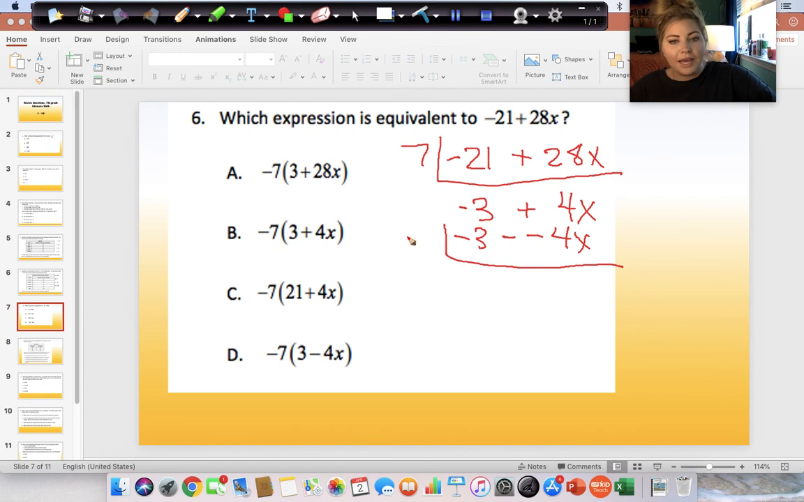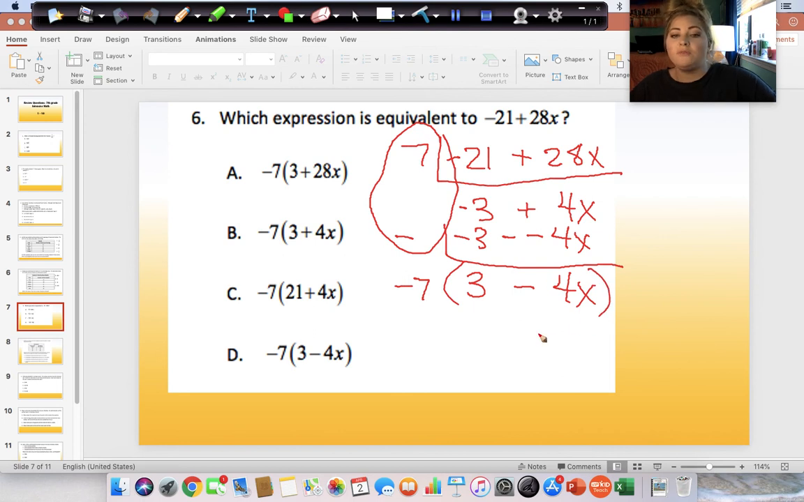So we are going to take out our negative. You can put a negative 1 if you want, or you could just put the negative sign out here. And then we would have our 3 left over, our minus sign, and our 4x left over. So you would then take these two on the side and multiply them together. 7 times negative 1 is negative 7. So that would be left on the outside, and then a 3 minus 4x on the inside. And that answer choice is D.